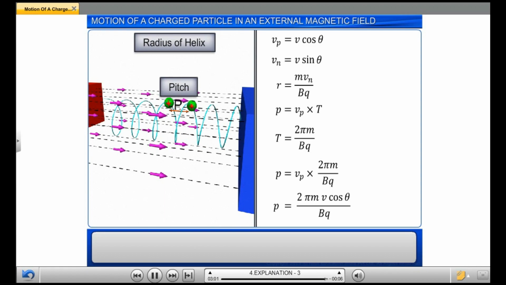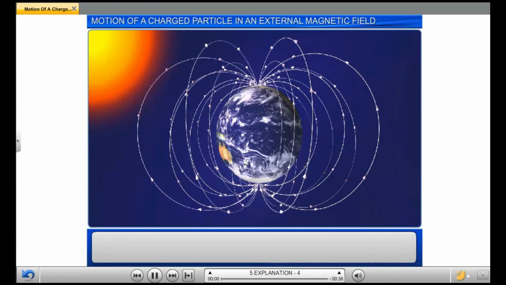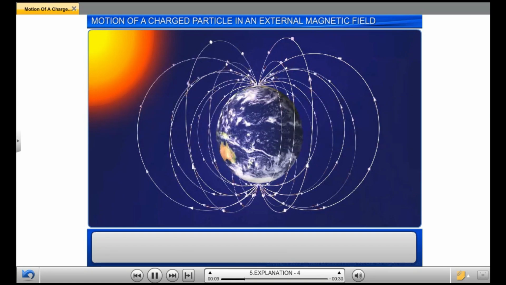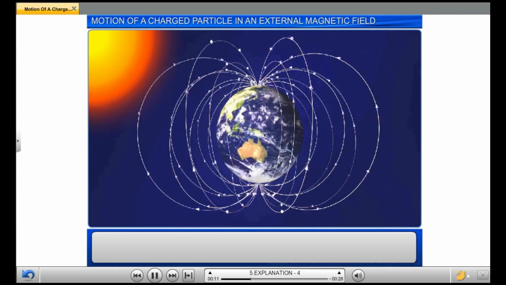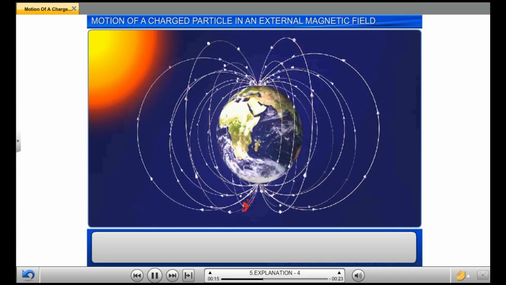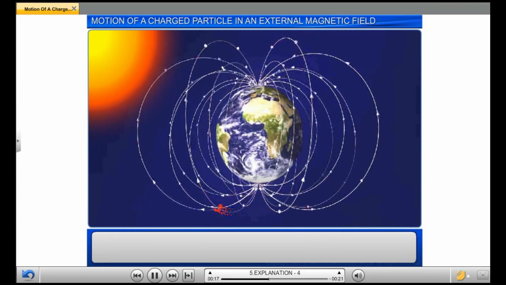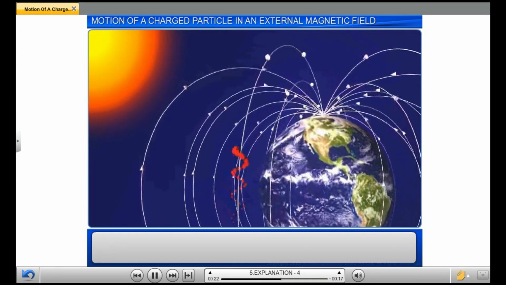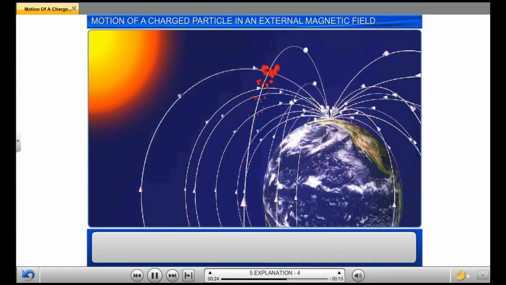So far we have discussed the motion of a charged particle in a uniform external magnetic field. What happens if the magnetic field is non-uniform, as in the case of the Earth's magnetic field? In the case of a non-uniform magnetic field, the field lines are not straight. In this case, the helix of the moving charged particle also follows the direction of the curved magnetic field lines.